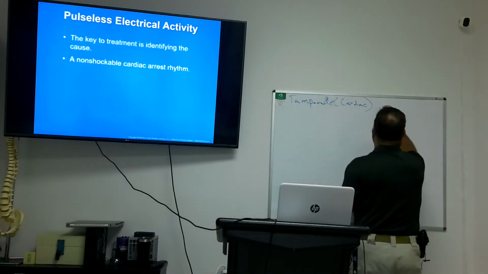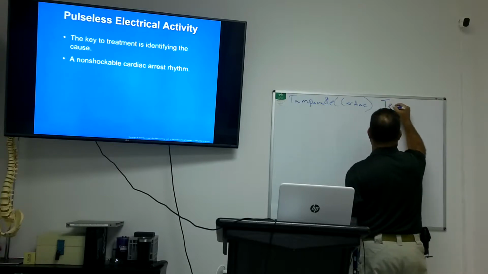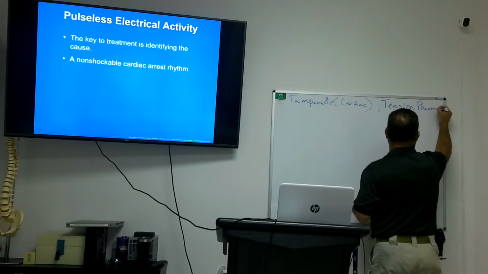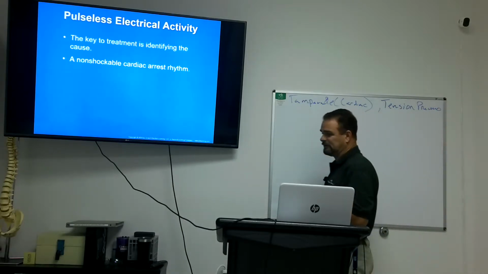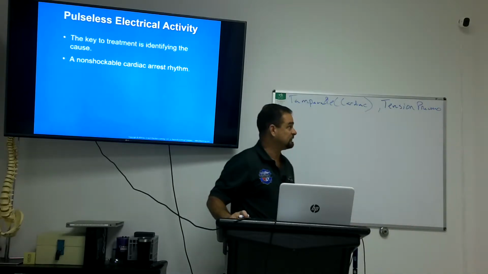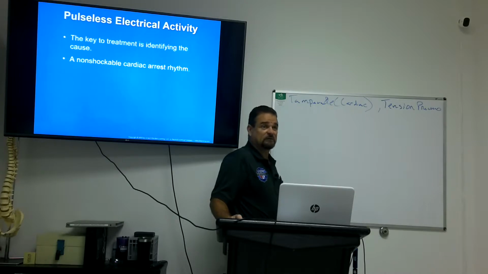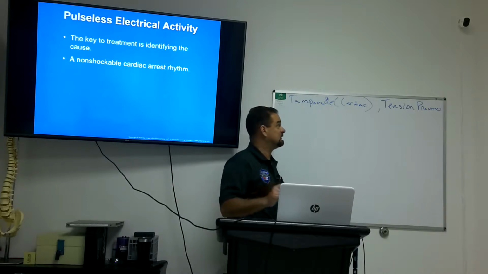All right. Next one, tension pneumothorax. Tension pneumothorax can cause your PEAs or cardiac arrest. When we're looking for our T's, that's what we're looking for. Collapsed lung, there's air inside the chest, whatever the case may be, and you have a tension pneumothorax. And ultimately, it's causing the hypoxia.